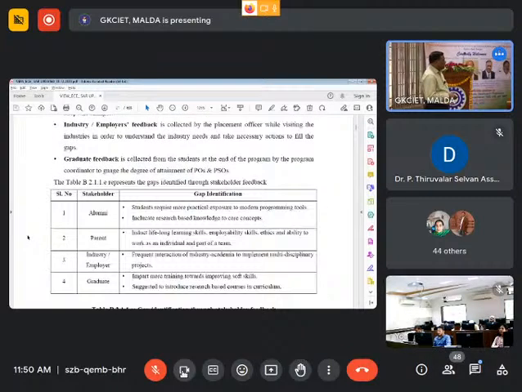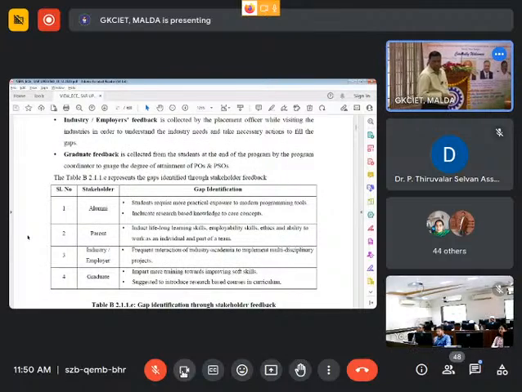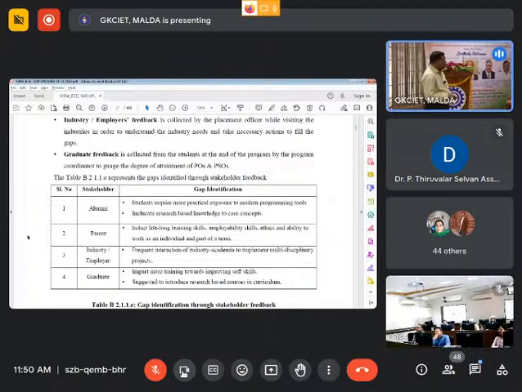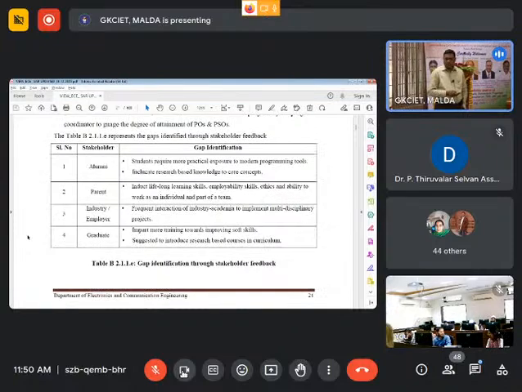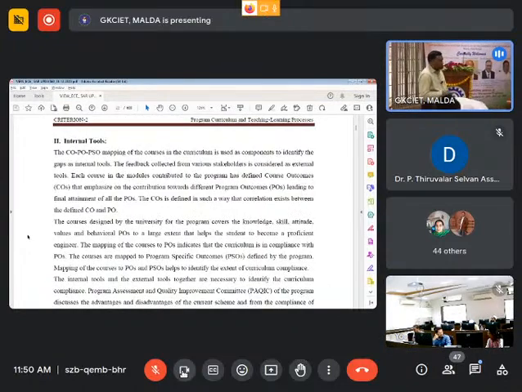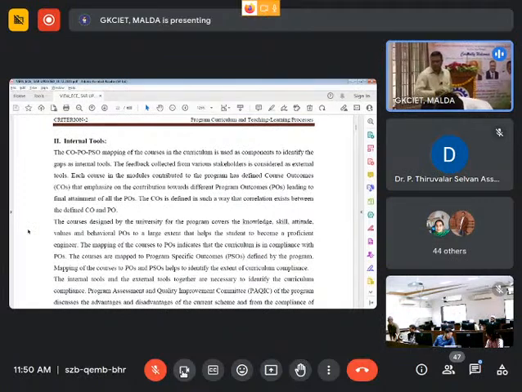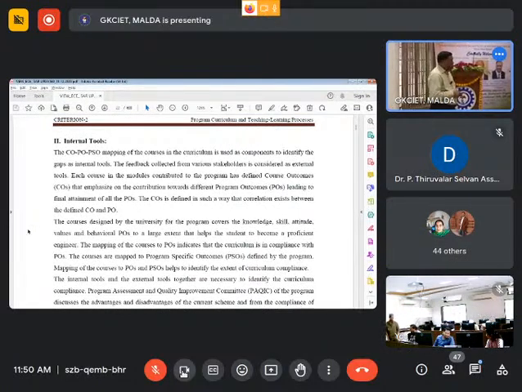Then they have created the gaps identification for the curriculum. From the alumni, after taking their feedback, they found 2 gaps. From parents, they got 1 gap. From industry and employer, this is the gap. Graduate students have given this gap. So the gap is now identified by various stakeholders. Then internal tools, how they have been used, with a full paragraph of justification of the process.